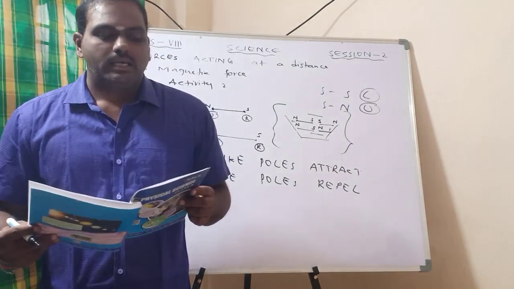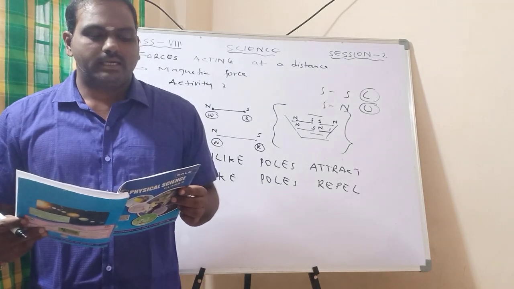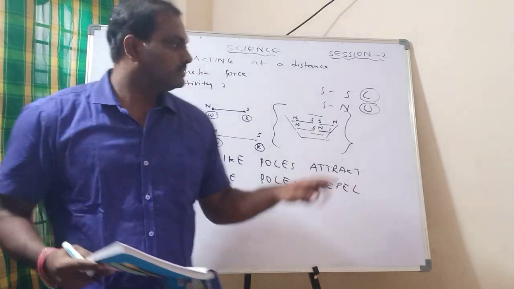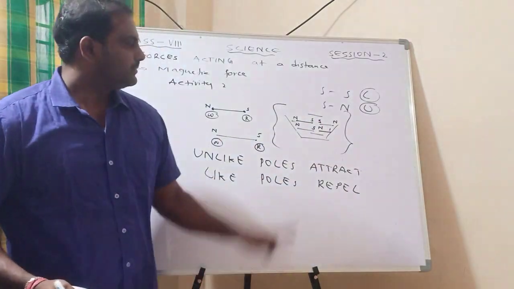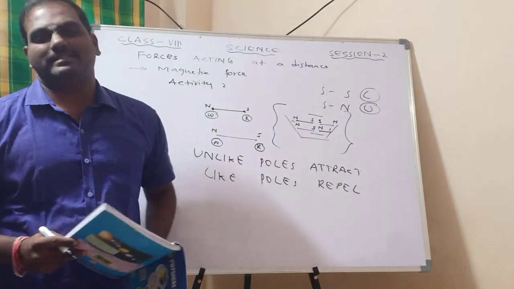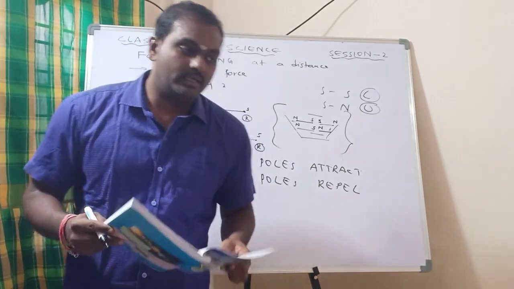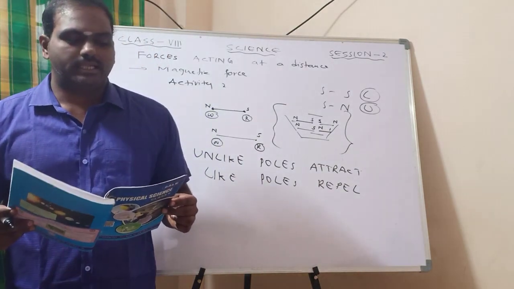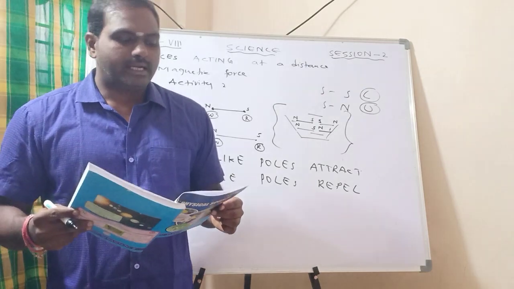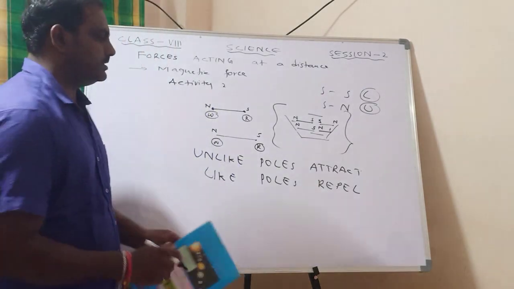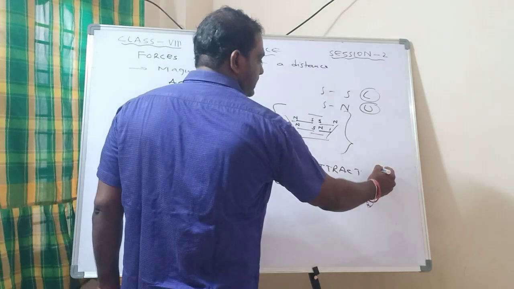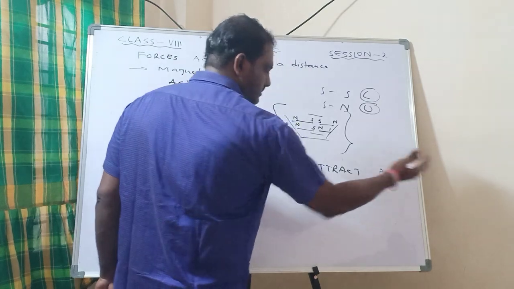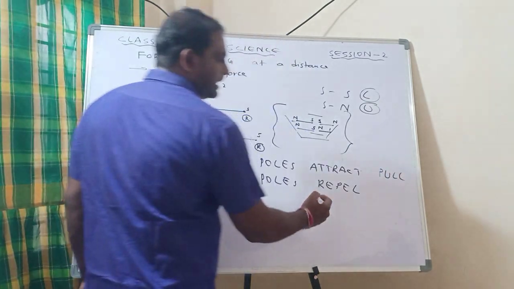You can observe that the red end of one needle and the white end of another needle attract each other, and ends with the same color repel. Here, south and south will repel, south and north will attract. That you have to understand. So from this activity, what you have learned is that like poles repel or push each other, and unlike poles attract or pull each other. So attract is pull, and repel means push.